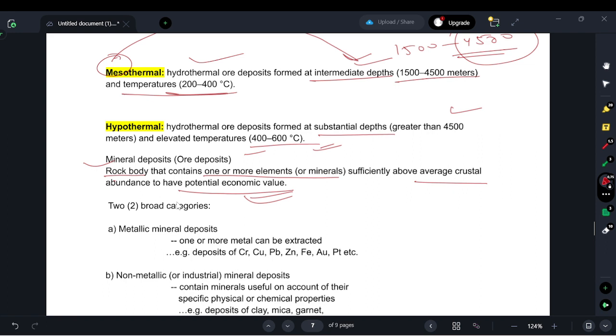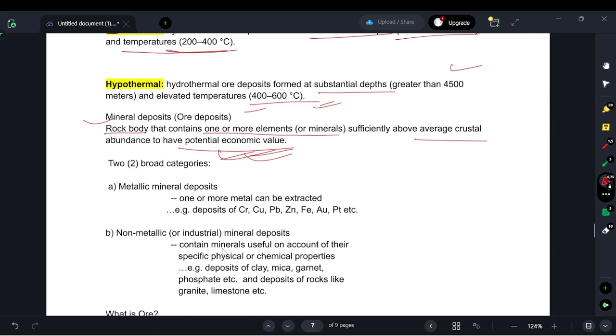So what is the ore deposit? It is a rock body which contains one or more minerals at above the average crustal abundance, and it should be economically extractable, or have a good economic value. Now we have two types of ore deposit. One is a metallic mineral deposit, and the second is a non-metallic mineral deposit.